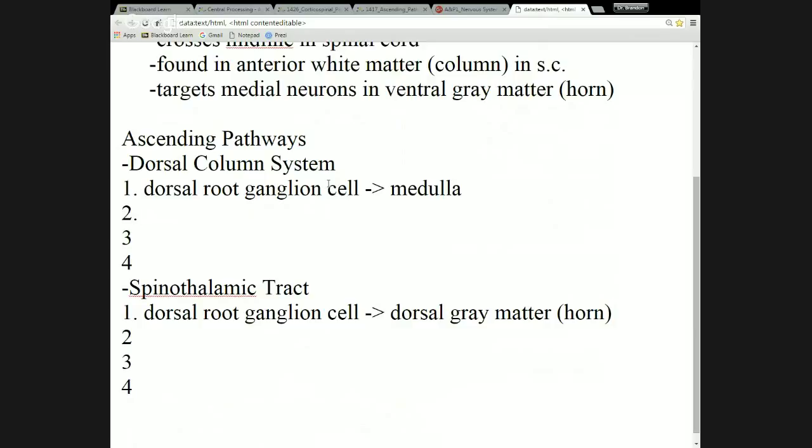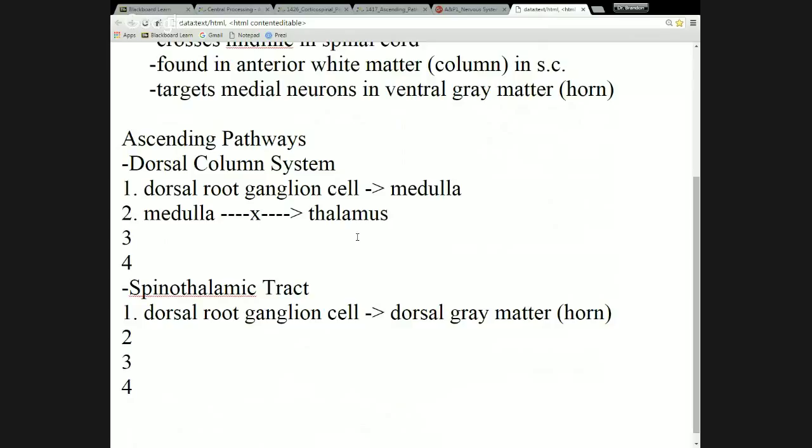And then the second neuron in the dorsal column pathway is going from the medulla to the thalamus. Now I put a long line in here for the arrow because I want to make a point, which is this is where we see the pathway cross from the right side to the left side in the picture.